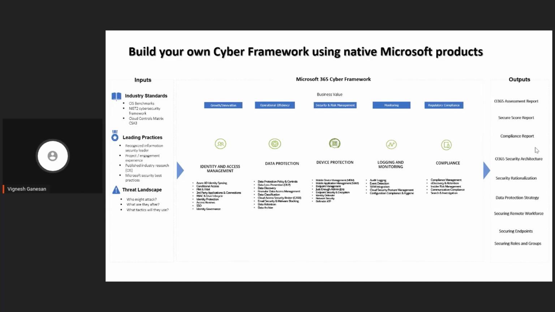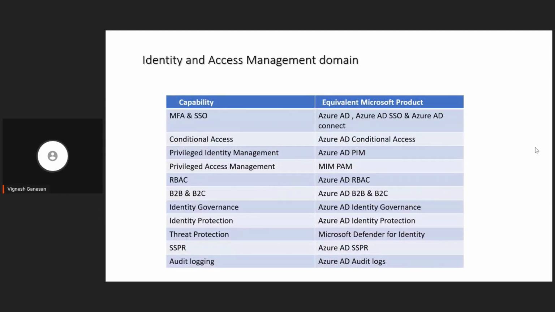Let's pick up identity and access management. Let's try to understand what the different capabilities within that are and what the equivalent Microsoft product is, right? Let's then pick up data protection. Let's try to understand what the different subdomains underneath it are and what the equivalent Microsoft product is. And as I said, you could use this for any other cloud vendor, cloud product also. So let's begin with our identity and access management domain, right?